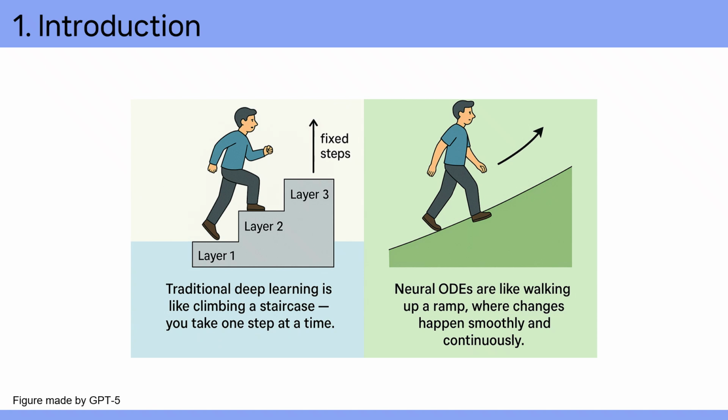So let's talk about the main concept of neural ordinary differential equations. In traditional deep learning, we stack a fixed number of layers to transform inputs into outputs. But NeuralODEs work differently. They treat this transformation as a continuous process. Instead of defining discrete layers, they use a neural network to model how the hidden state changes and then solve an ODE with a black box solver to get the output.